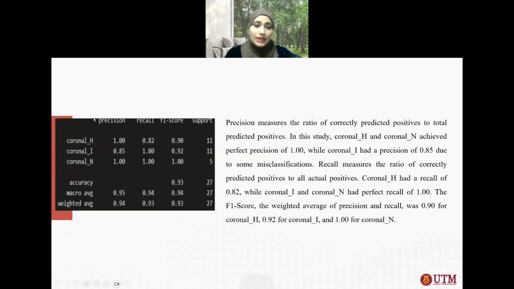And for the coronal, over here, as you can see, hemorrhagic and normal achieve 100%, but ischemic is 85% due to some misclassification, as I showed you just now. Recall measures the ratio of correctly predicted positive to all actual positive, and hemorrhagic had a recall of 82%. Ischemic and normal are 100%. The F1 score, combining precision and recall, was 90% for hemorrhagic, 92% for ischemic, and 100% for normal.